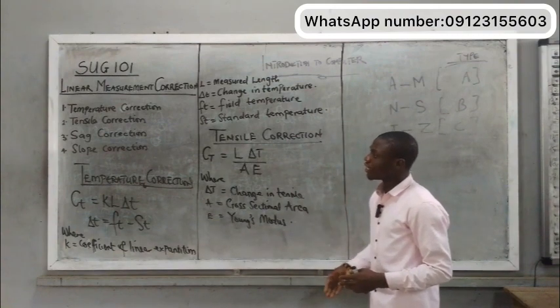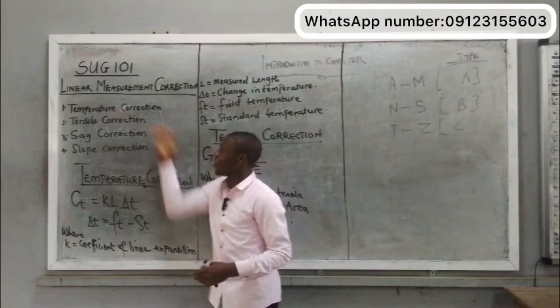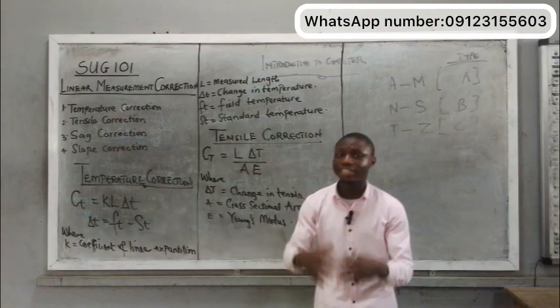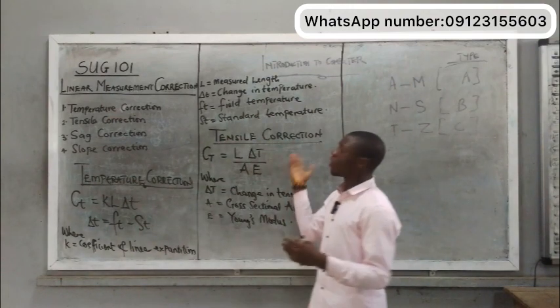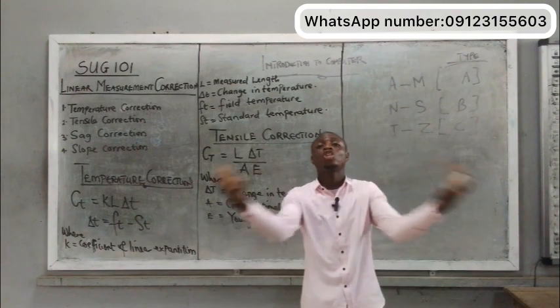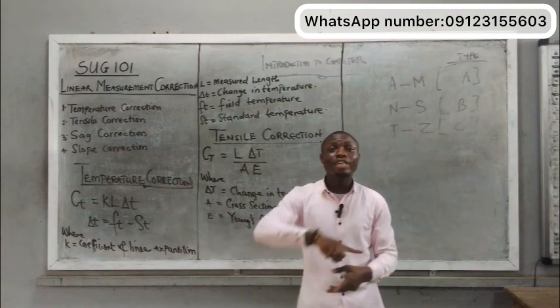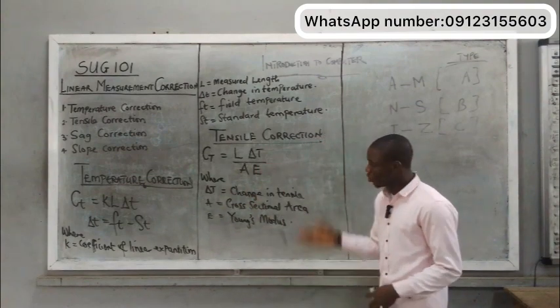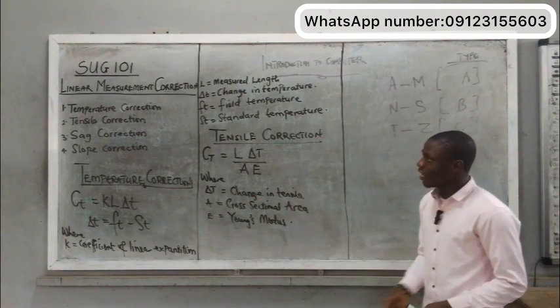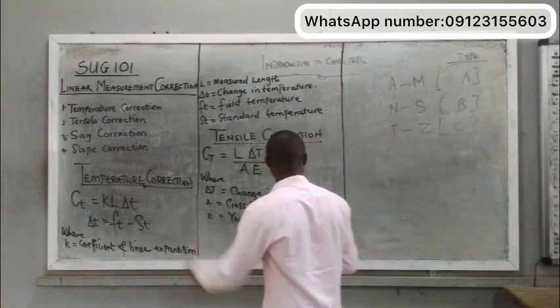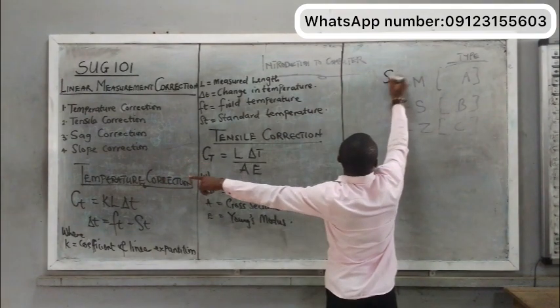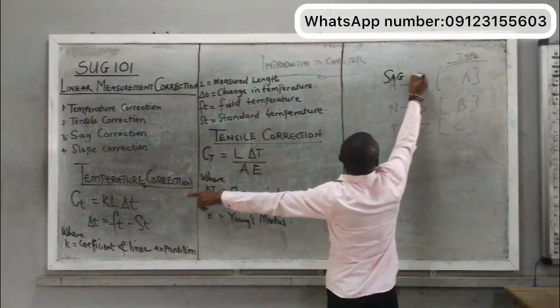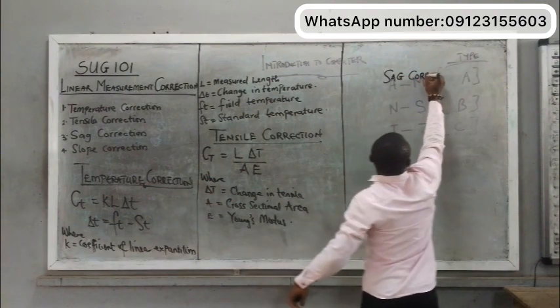Note that the first one, temperature correction, is applied when there is heat. The second one is tensile correction, applied when there is an expansion during measurement of linear correction. So you apply tensile correction, which is given by this. Let's discuss sag correction.